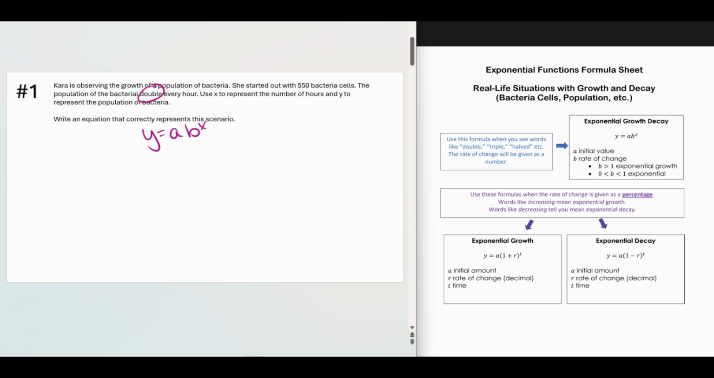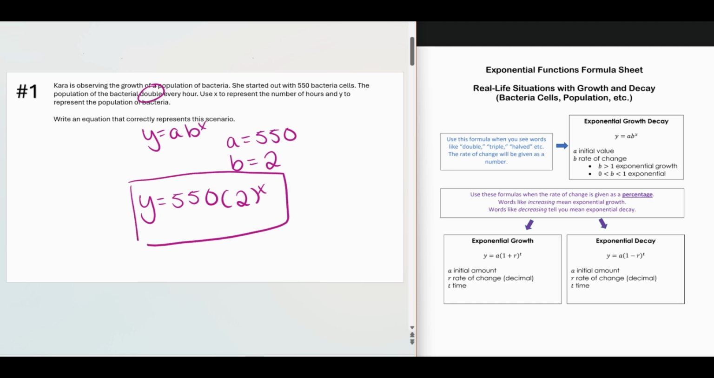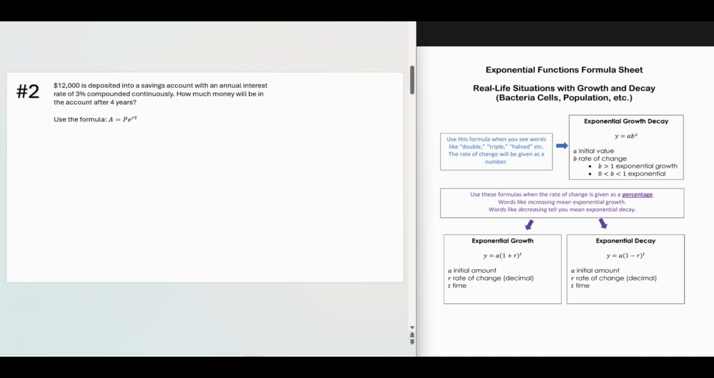So here it says she starts off with 550 bacteria, so a is going to be 550. b is the rate of change. So if the bacteria are doubling every hour, that means b equals 2. So we can write this as y equals 550 times 2 to the x power, okay? Because x is representing the number of hours. So we can write this as 550 times 2 to the x.